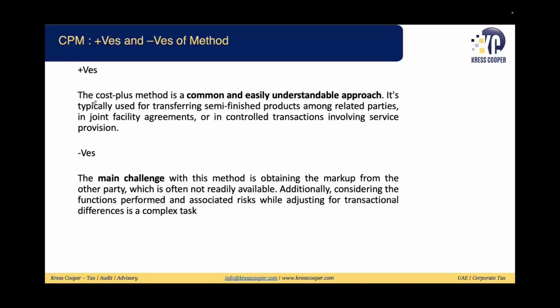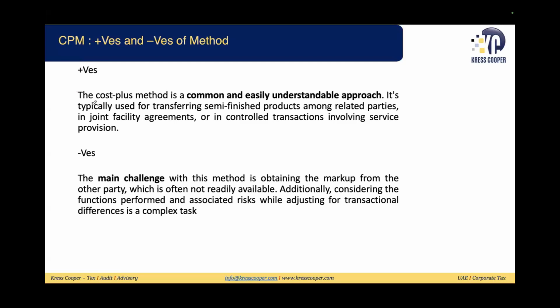Important thing, if you have identified the external comparable, you have identified the party, the transaction, the product, the size of the entity, everything you have identified, at the end you're still not able to identify the markup. So how will you identify the markup then?